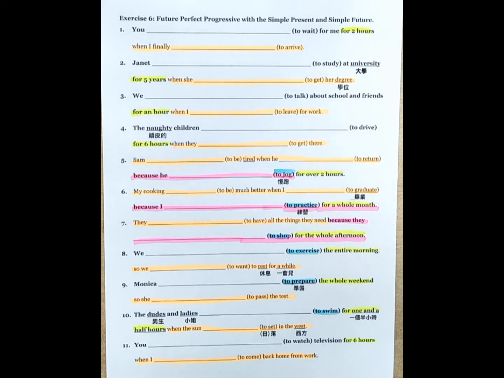Exercise 6. Future perfect progressive with the simple present and simple future. 1. You are going to have been waiting for me for 2 hours when I finally arrive. 2. Janet is going to have been studying at university for 5 years when she gets her degree.